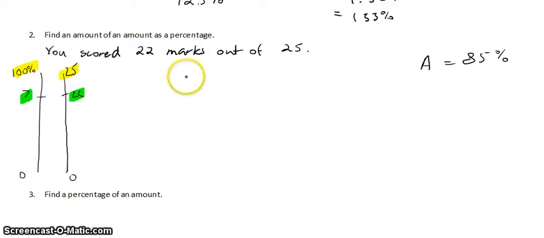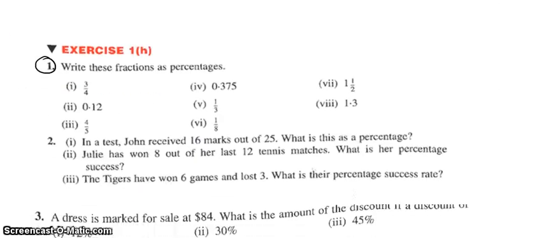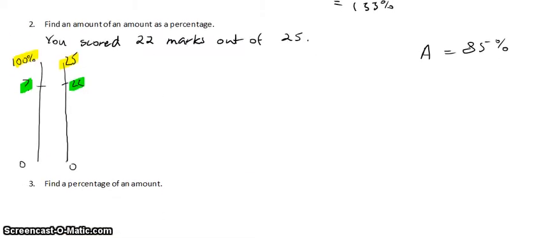Okay, so this video is just a follow-on from the video before. However, we're going to be continuing working through these questions and looking at these questions here. Alright, so question 2 says to find an amount as a percentage, and we talked about an example such as scoring 22 marks out of 25 marks on a maths test, and we want to see whether we get an A, an 80 for 85%.